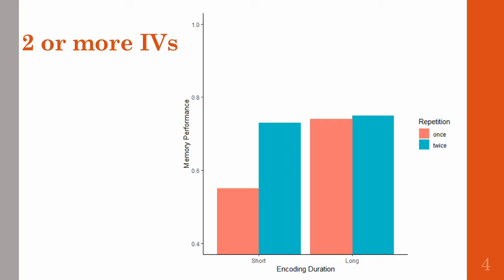We would have a total combination of 4 groups here. We would have words presented once for a short duration, words presented twice for a short duration, words presented once for a long duration, and words presented twice with a long duration. So the first 2 bars on the left here are the short condition, and the 2 bars on the right are the long condition.